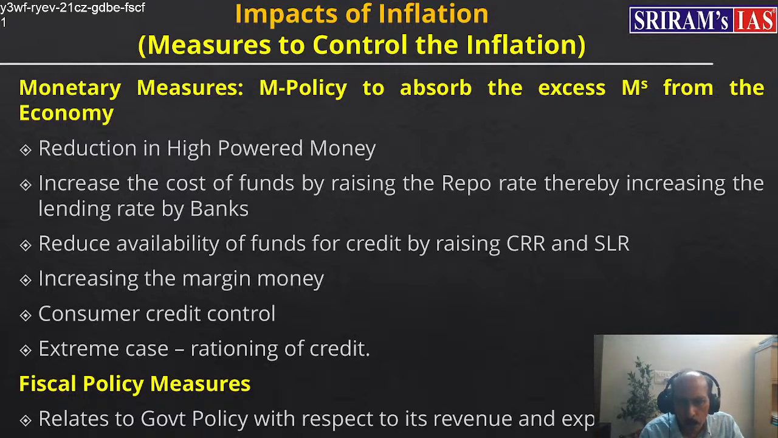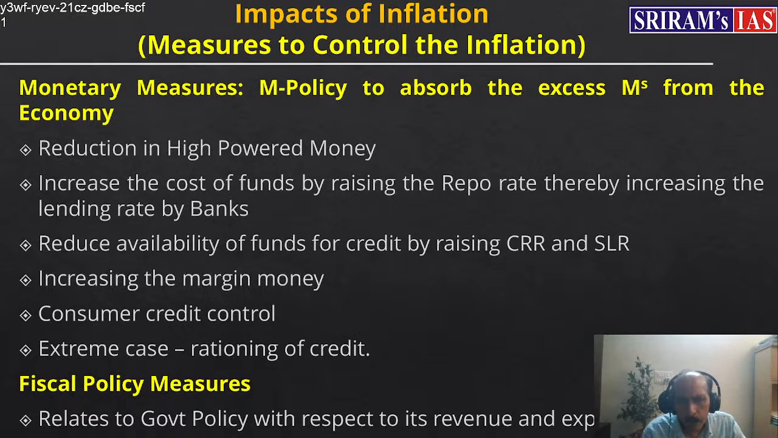Therefore, monetary policy has only two sides that the instruments affect: the availability of credit and the cost of credit. All the instruments mentioned here affect these two things. Reduction in high-powered money means reduction in the money supply. I hope you are aware of what high-powered money is and what the money supply is. When you reduce the high-powered money, it leads to a reduction in money supply given the money multiplier value.